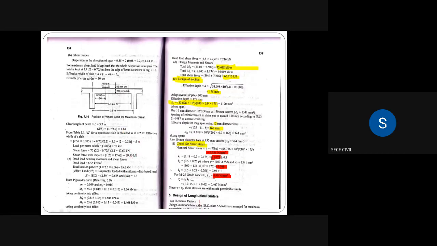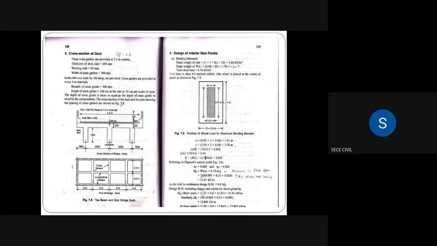So next we are designing the longitudinal girder. Totally three components. One is the interior slab panel, two is the cross girder; this particular portion is the cross girder. Three is the longitudinal girder, this one is the longitudinal girder or main girder. First we design the interior slab panel. Next we are going to design the longitudinal girder, third.